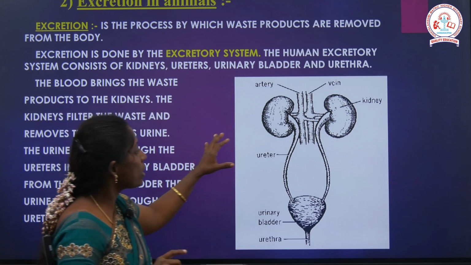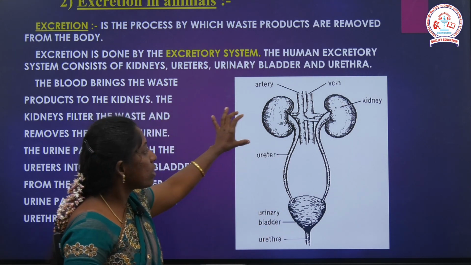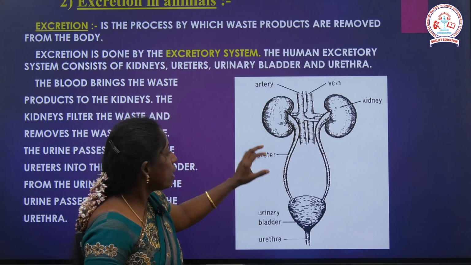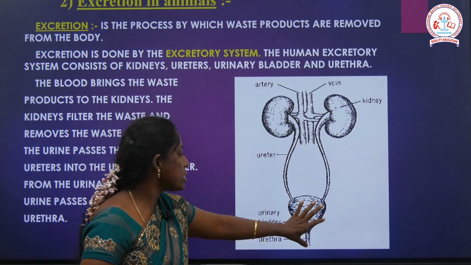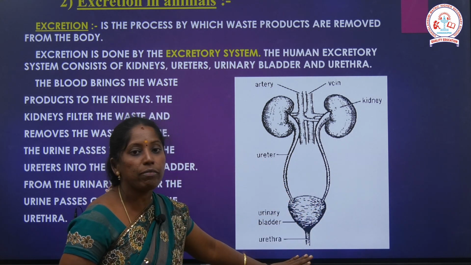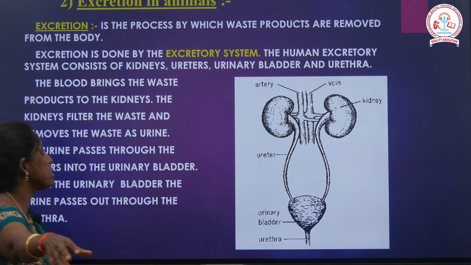Okay, this is the structure of the excretory system. Here we have the two kidneys. Then through these tubes called ureters. Then this is called the urinary bladder. Through the urethra only we can pass the waste from our body, that is urine.